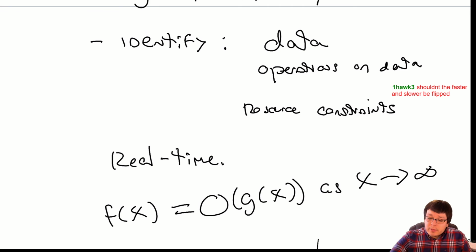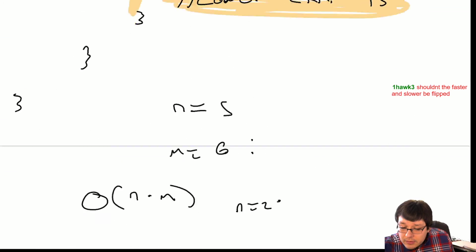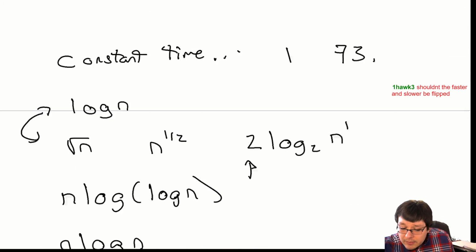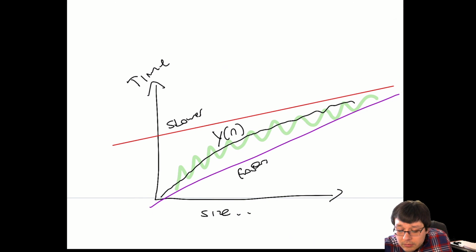Shouldn't the faster and slower be flipped? Did I mess them up again? I might have. No, it's correct. It's correct because slow is high, fast is down, per se.